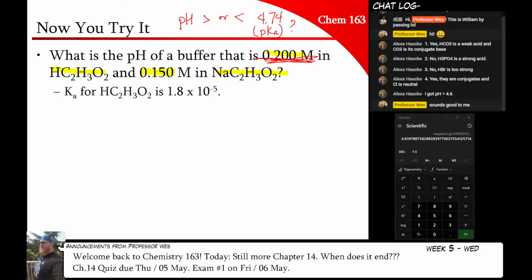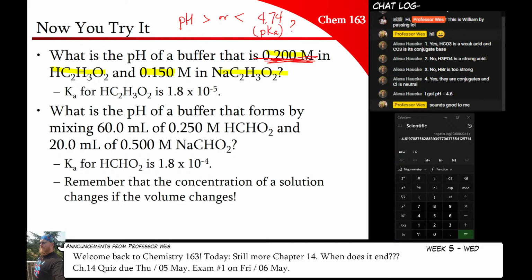Now, here's a more common type of problem that you're going to see for buffers. And it's not the ice table that's the issue. The issue is going to be, well, I'm mixing stuff. What do I do? So we're going to do this question together. What is the pH of a buffer that forms when I take 60 milliliters of 0.250 molar formic acid and 20 milliliters of 0.500 molar sodium formate?